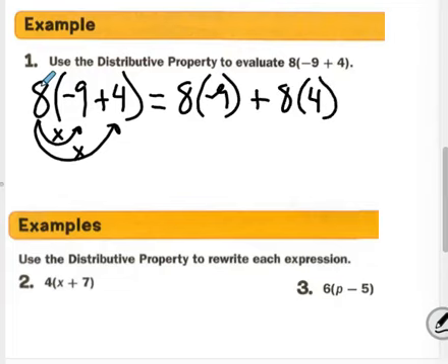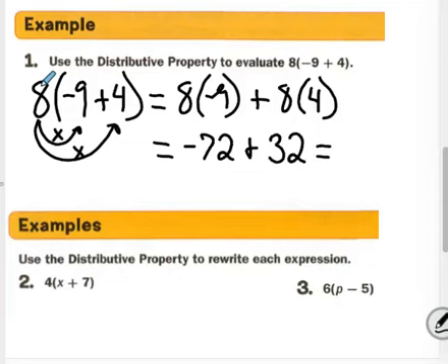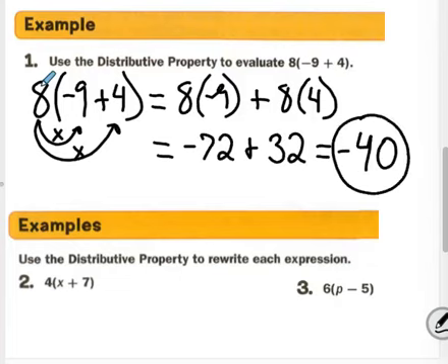So these two expressions are equivalent. They are exactly the same. They have the exact same value. And then from here, we can simply simplify. So 8 times negative 9, positive times negative is a negative, 72, plus 8 times 4, which is 32. And then if we add those together, we get negative 40. And that's our answer. If we used order of operations, we would get the exact same thing. Negative 9 plus 4 is negative 5. Negative 5 times 8 is negative 40. So as you can see, it works either way.